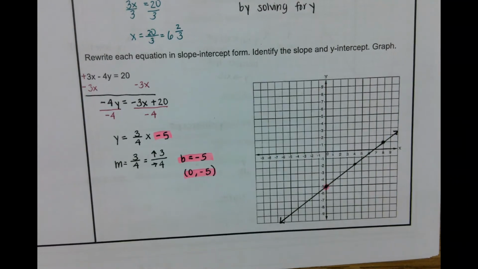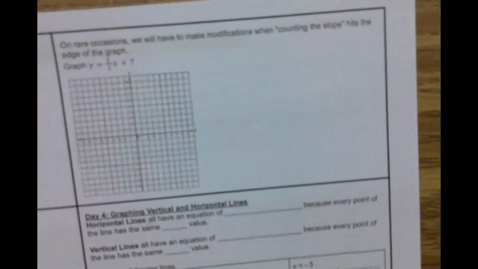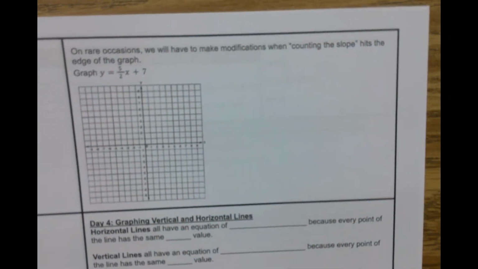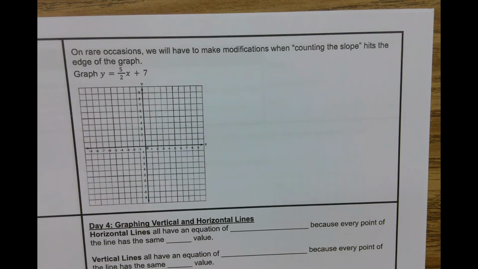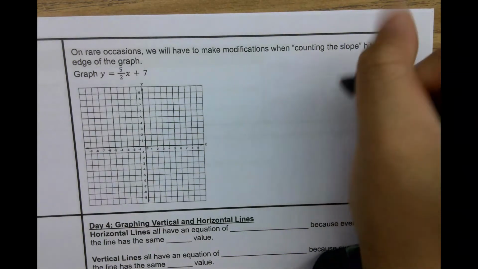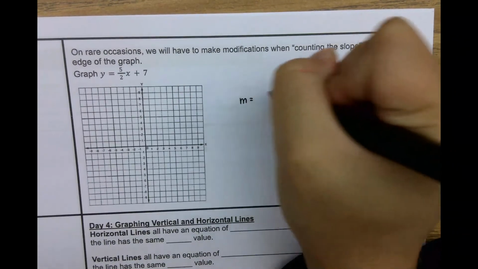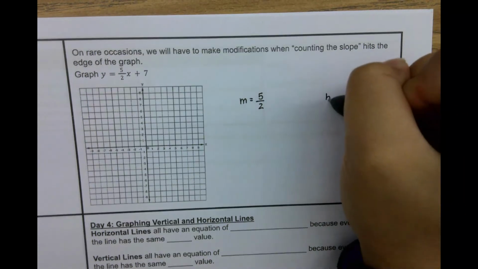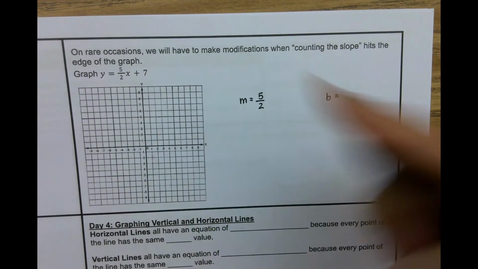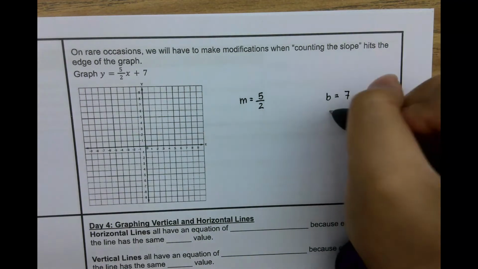Okay. So we're going to do one more here. On rare occasions, we have to make modifications when counting the slope, when counting the slope hits the edge of the graph. So here, y equals 5/2 x plus 7. First, my slope here is 5/2. My y-intercept here is 7, so b equals 7, so 0, 7.